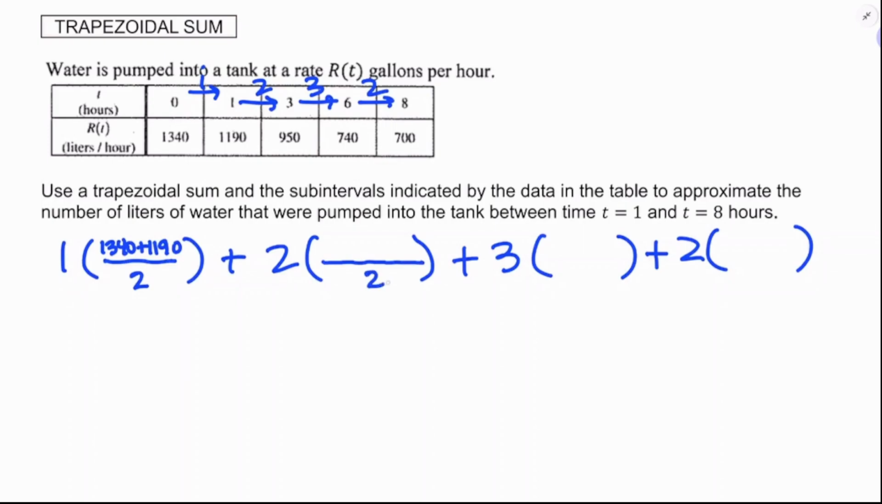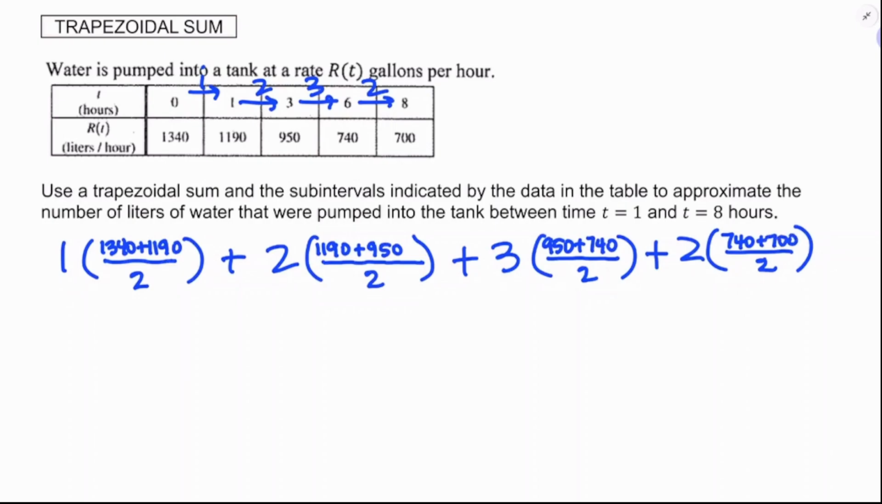Then I'm going to do the same thing, 1190 plus 950, and you get the idea here. For the subinterval from 3 to 6, the one with width 3, I'm averaging 950 and 740. And then for the last subinterval from 6 to 8, I'm averaging 740 and 700.